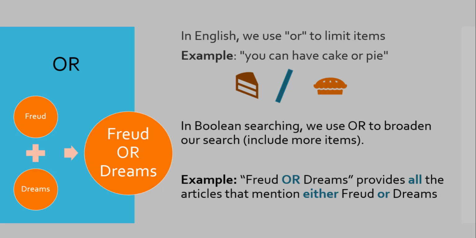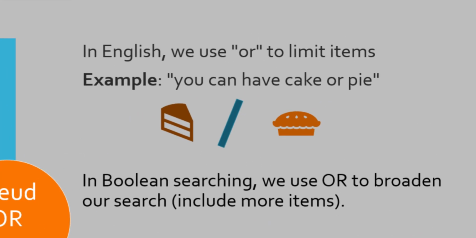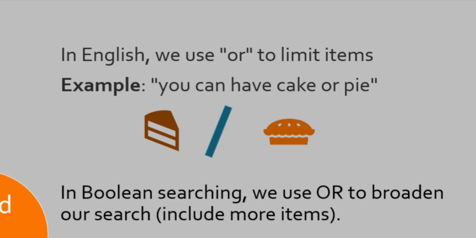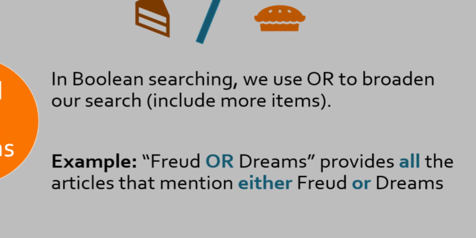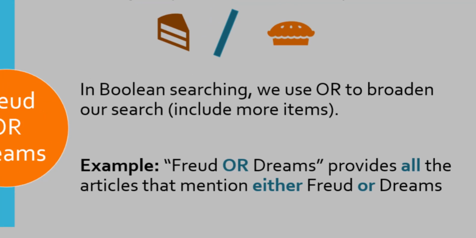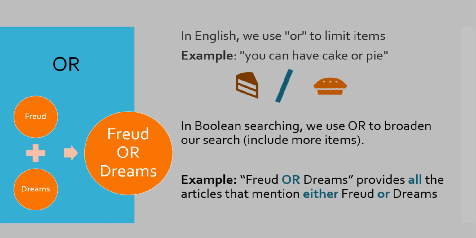If we were to search with or, that would come out differently. In English, we use or to limit our items. You can have cake or pie, but not both. In Boolean searching, it's the opposite. We use or to broaden our search. So when you do a search for Freud or dreams, you get all of the articles that mention either Freud or dreams. So let's take a look at that search in the database.